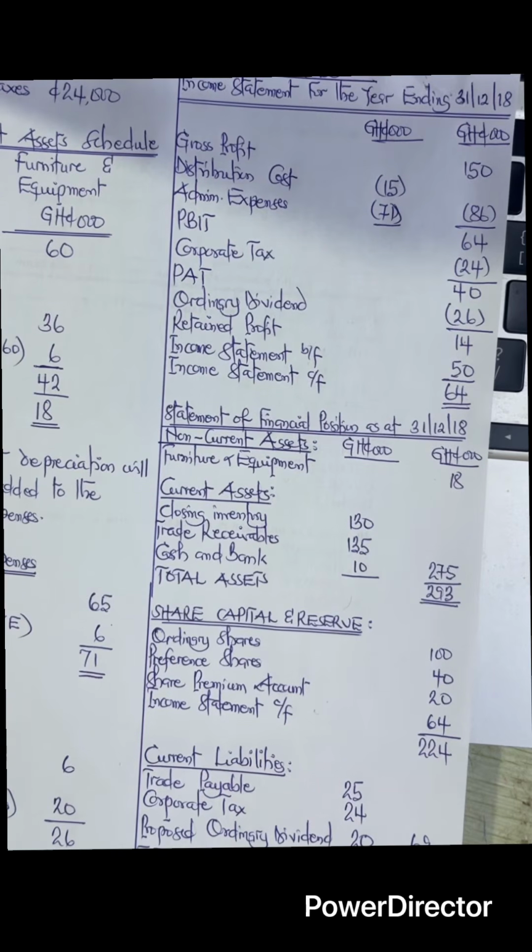Right after that, we come to the current liabilities. We have trade payable, which is 25 according to the trial balance. Corporate tax is part of current liabilities because it is a tax we're supposed to pay but we haven't paid. It's just an estimation that we've made in our income statement, so it becomes part of our current liabilities. And the proposed ordinary dividend, as I said, is proposed, so it becomes a liability you haven't paid. When you add these three items, you get 69. Then you add it to the share capital and reserves to get 293.